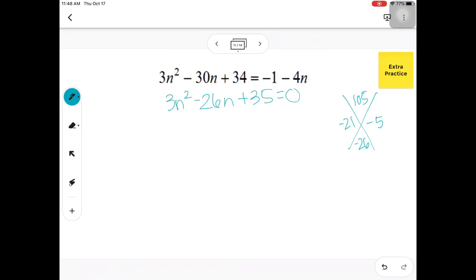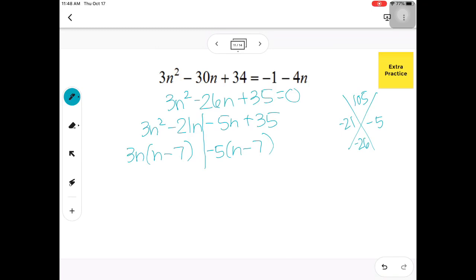So this is another good example of how you would do it if you were solving by factoring, because now I can actually keep going and factor this problem. So I'm going to do 3n squared minus 21n minus 5n plus 35. And I would have 3n that I can pull out here, and negative 5, to give me 3n minus 5 times n minus 7. And then again, we apply our zero product property.